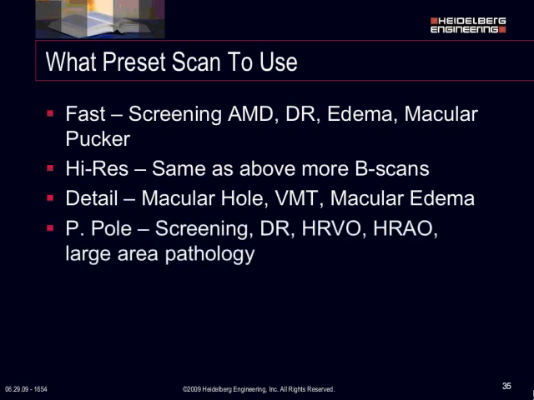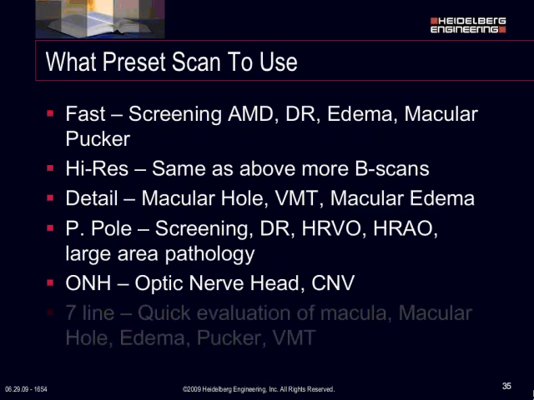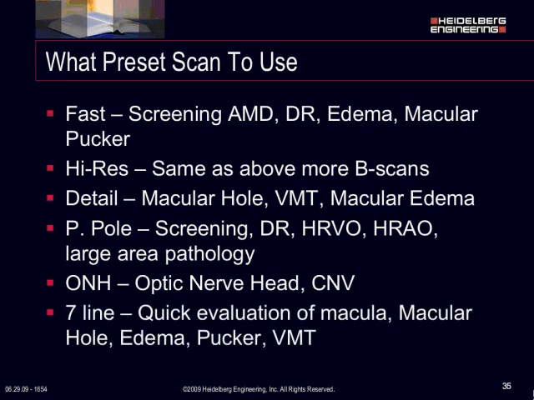Posterior pole can also be used for screening. If you're looking for somebody who has very severe proliferative diabetic retinopathy, maybe a hemiretinal vein occlusion or an artery occlusion, or if there's just a very large area of pathology, that would be a good scan for that. The optic nerve head is good for obviously just scanning the optic nerve, or if you have some choroidal neovascularization that happens to be right next to the optic nerve, you can do a volume scan right through there. And the 7-line scan is a good quick evaluation of the macula, like again the macular hole, pucker, edema, or vitreomacular traction.